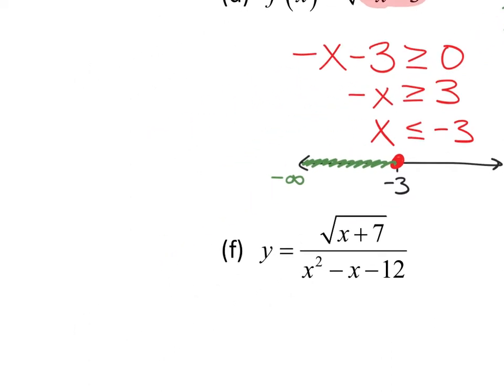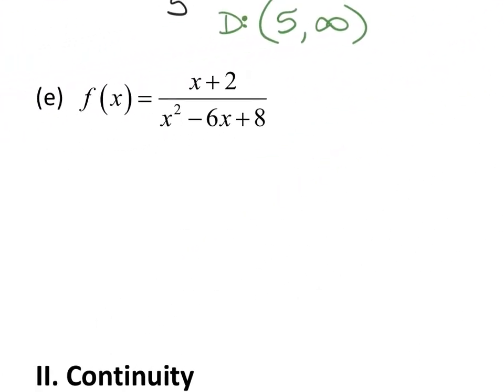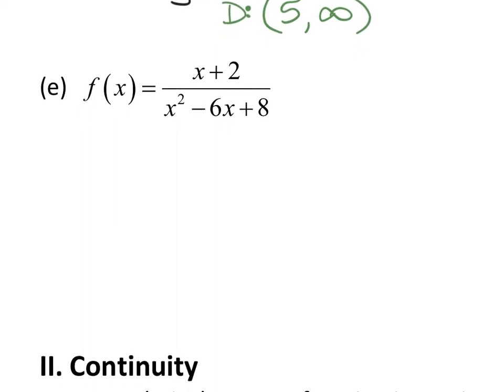Two more finding domains. We have E. What type of function is E? Starts with an R. Rational. I always want to say fractional, so if you accidentally say that, I get what you mean. It's called a rational function. Okay? What is the restriction on rational functions? What cannot equal 0? The denominator. Great.